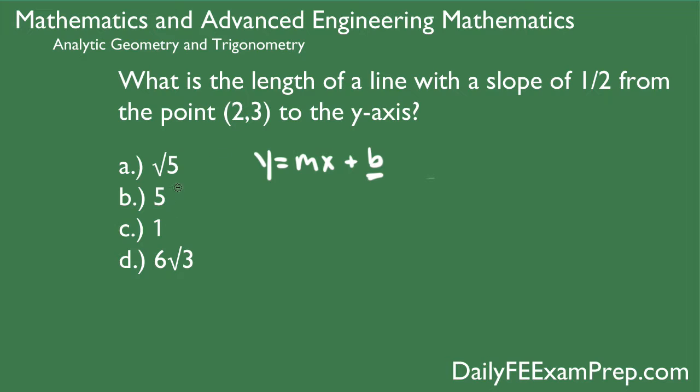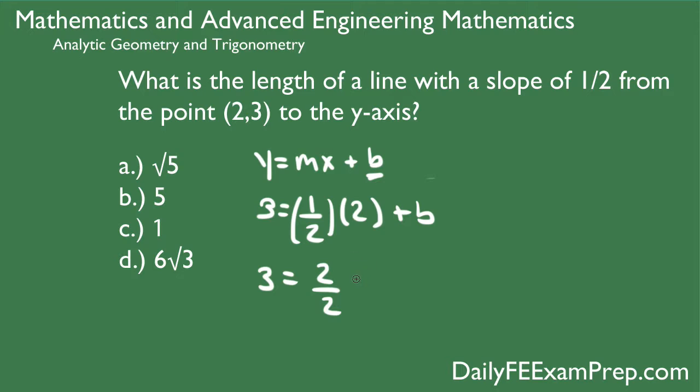So we have the point y, which we know is 3, equals our slope, which is 1/2, times x, which is 2, plus b. So solving for that, we have 3 equals 2/2, which is equal to 1, plus b. And when we solve for that, we know that b is going to be equal to 1. So our y-intercept is going to happen at point 0, 1.